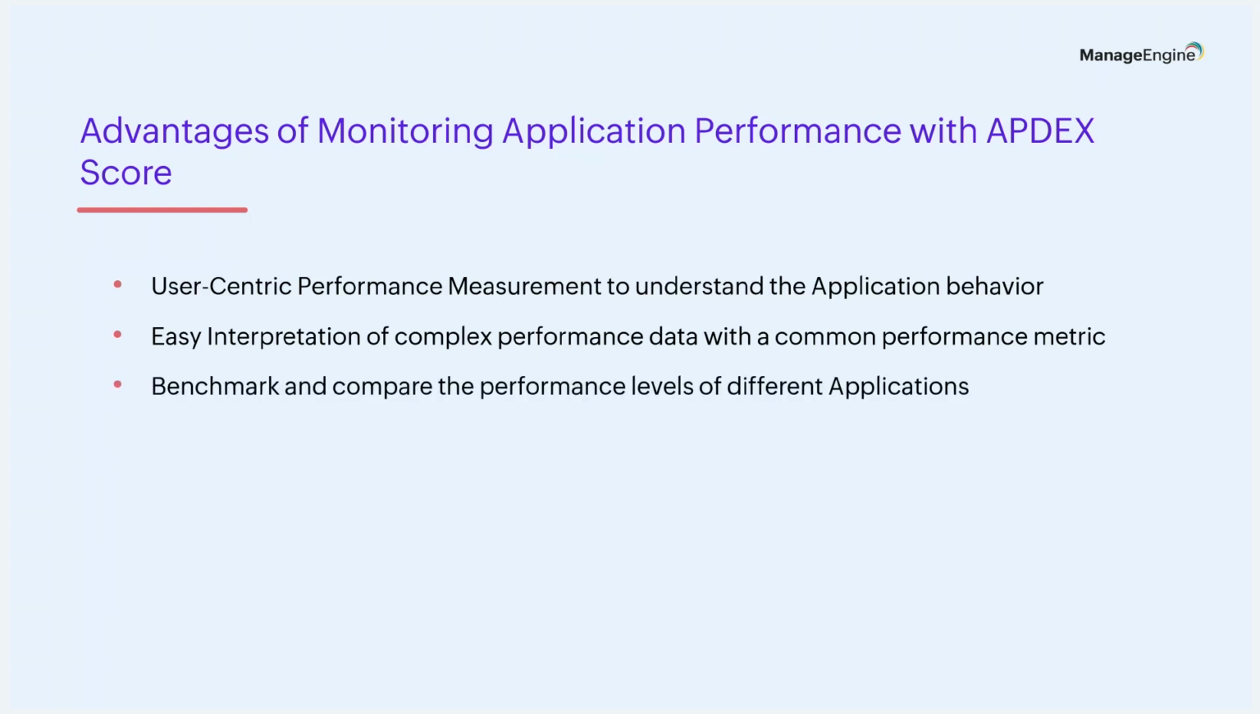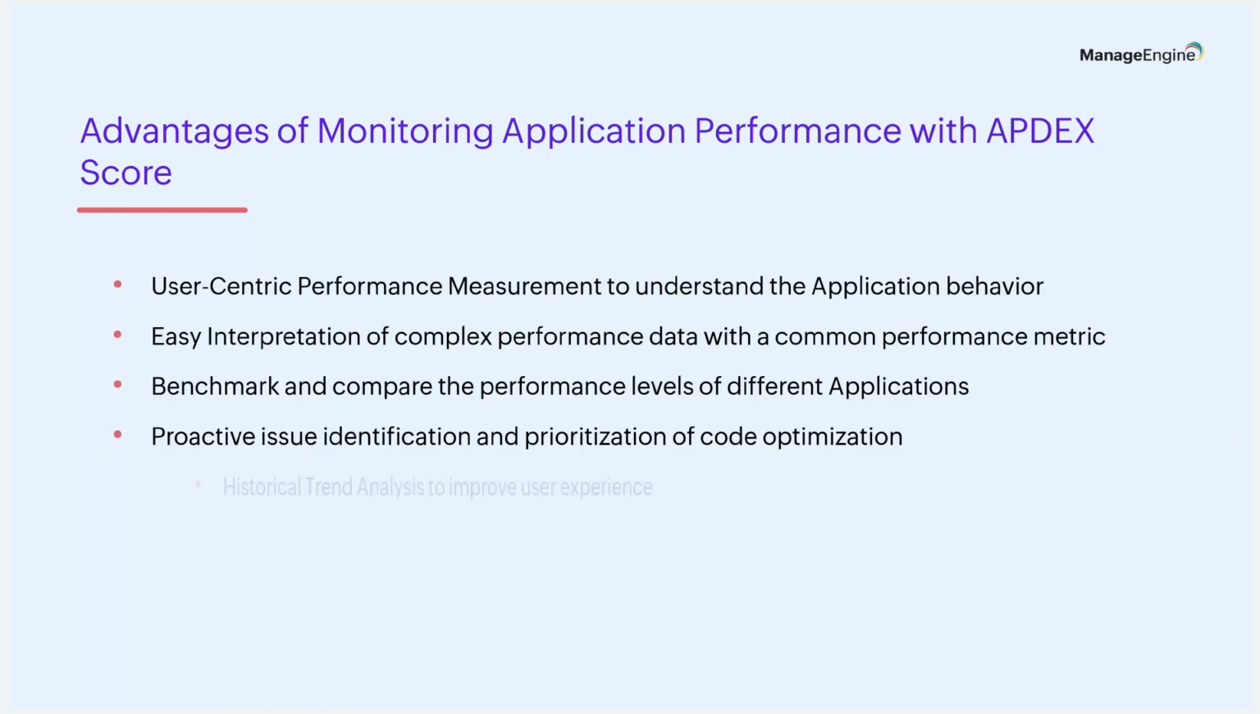Third, the APDEX score allows organizations to benchmark and compare the performance of different applications. This helps identify high performing systems and encourages consistent performance across the environment. Fourth, the APDEX score supports proactive issue identification and code optimization as well. When performance drops below acceptable levels, low APDEX scores highlight critical transactions that need attention. Alerts help teams quickly detect the issues and focus on improving the key areas that impact the users.